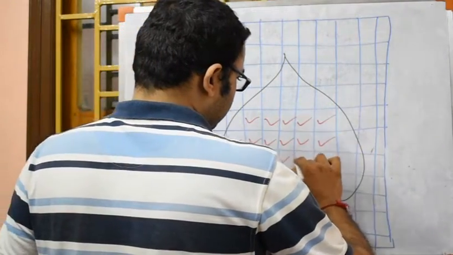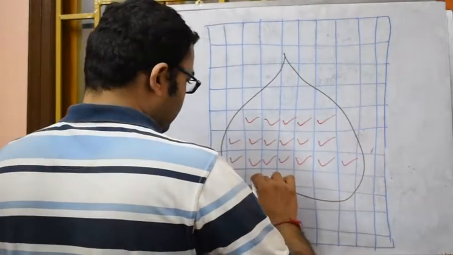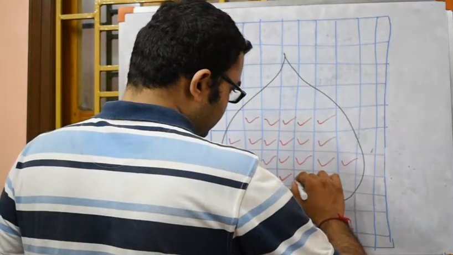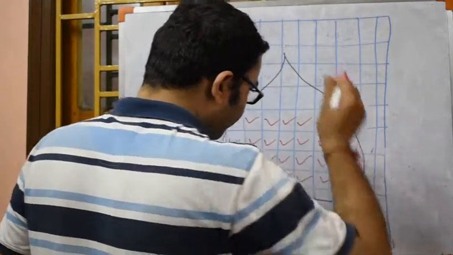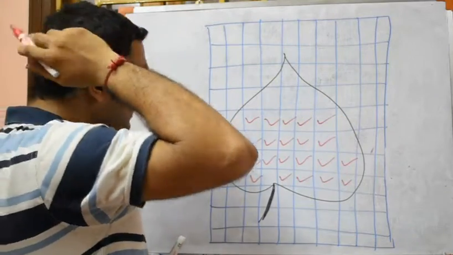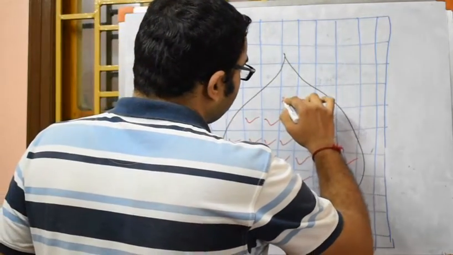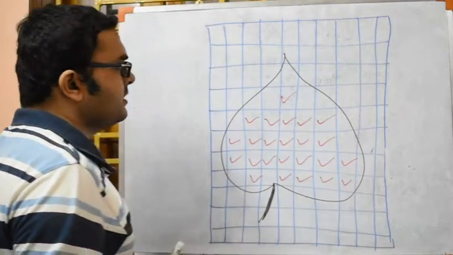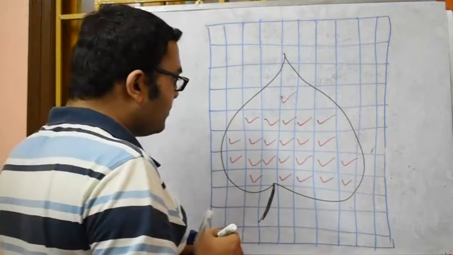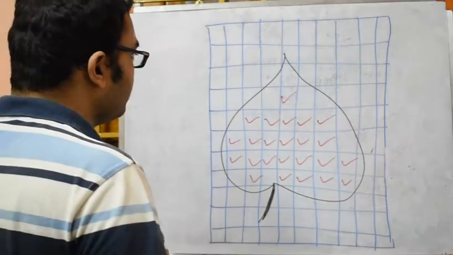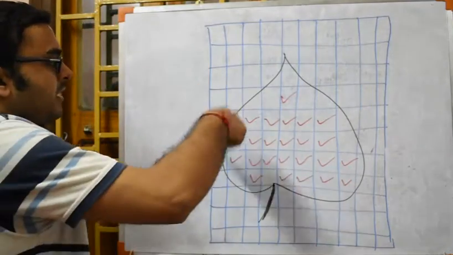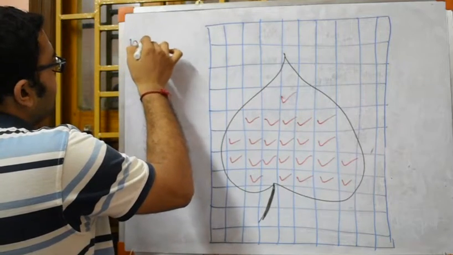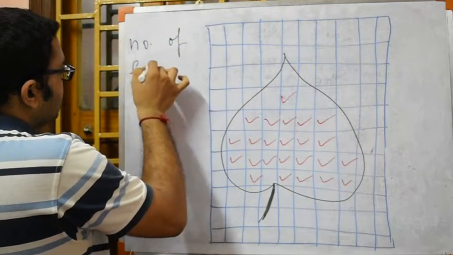Likewise this and this. Likewise this, this and this. Okay, now these are the complete boxes. Oh, there is one more, this. Now these are the complete boxes that are present within the boundary of the leaf. So first of all, I would like to count how many full boxes the leaf outline covers. I am writing at the side, number of full boxes.